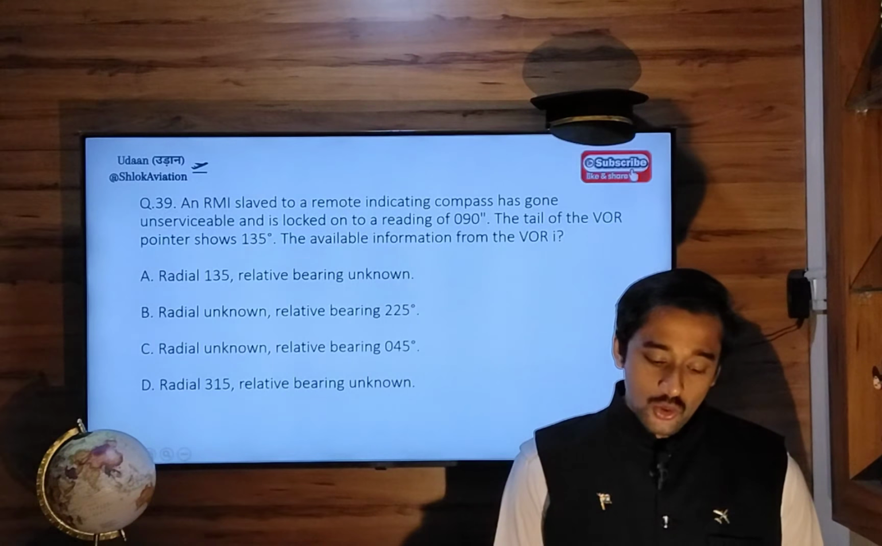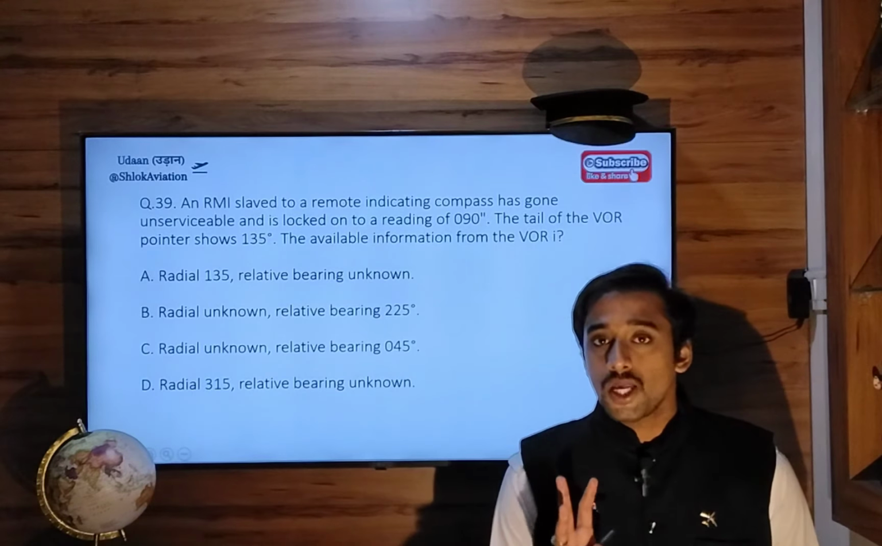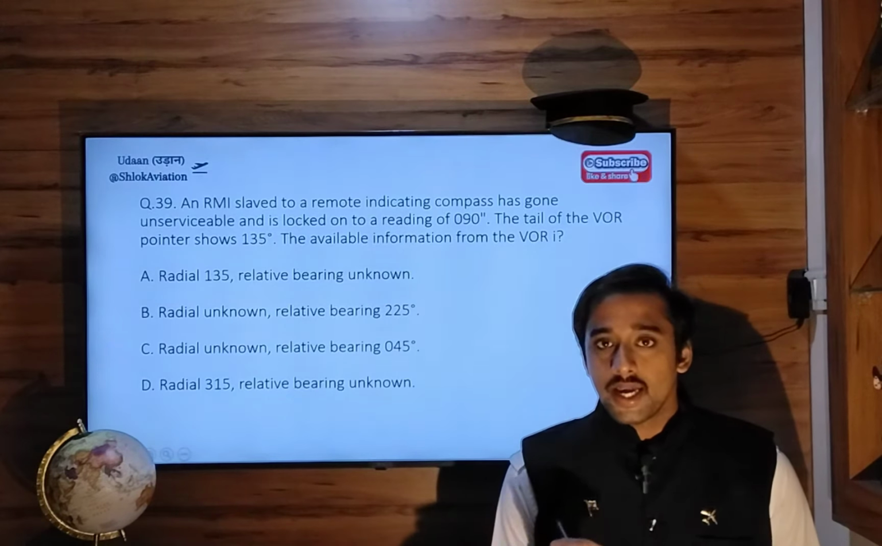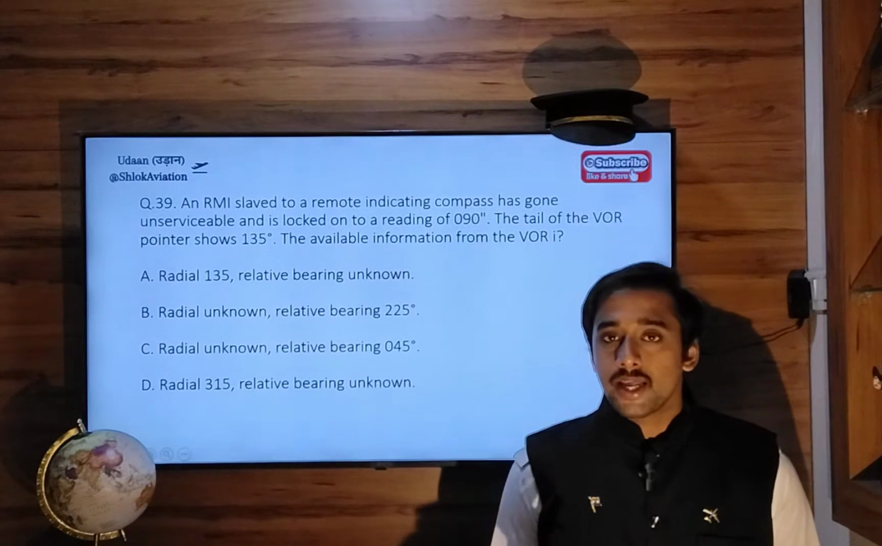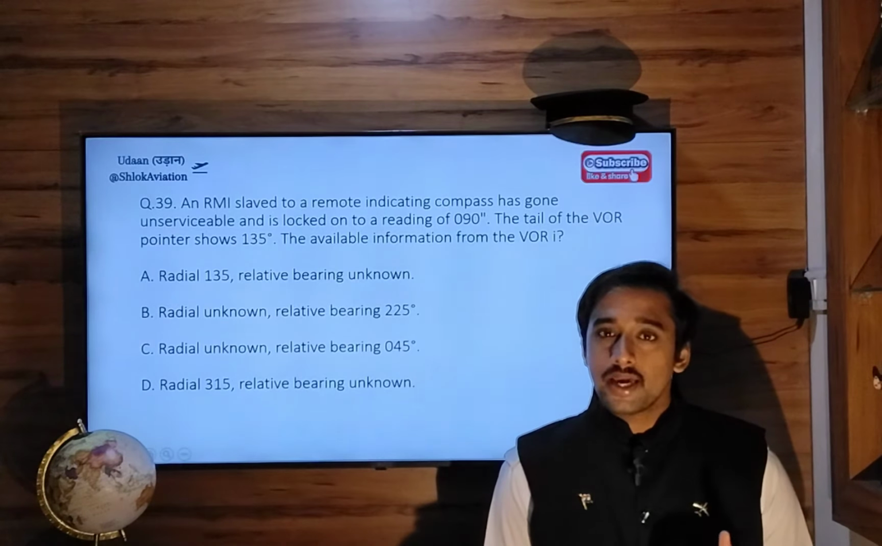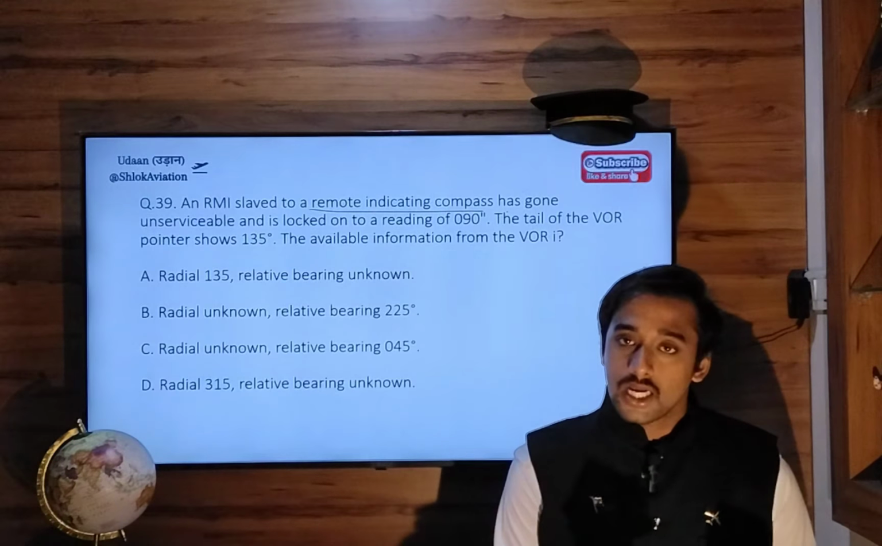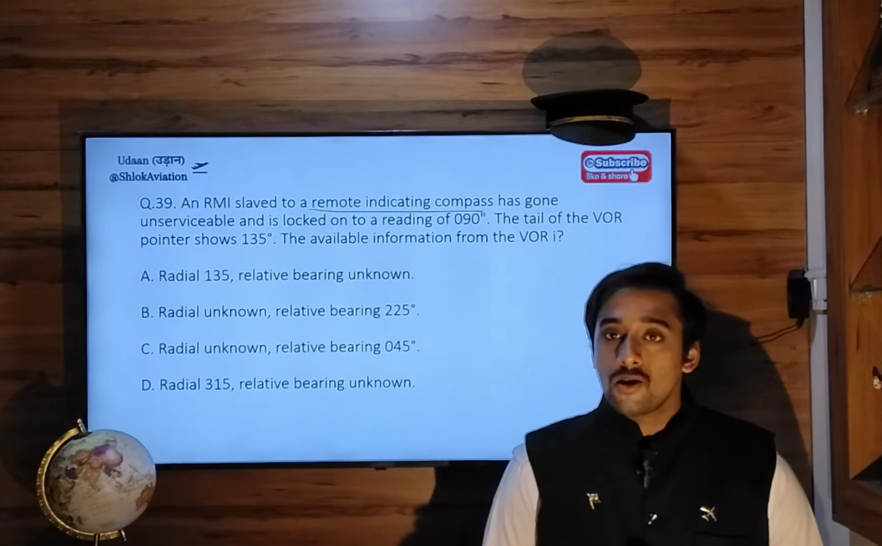RMI is slave to a remote indicating compass. We all know that the radio magnetic indicator gives us three pieces of information: the magnetic heading of the aircraft, the magnetic bearing to a VOR station, and the magnetic bearing to an NDB station. So it obtains its magnetic heading from a remote indicating compass. Now this has gone unserviceable and it is locked on to a reading of 090.